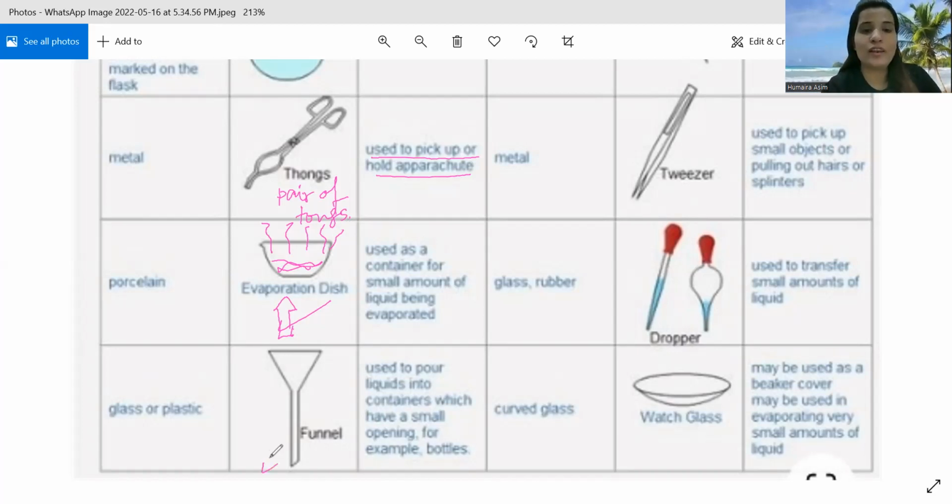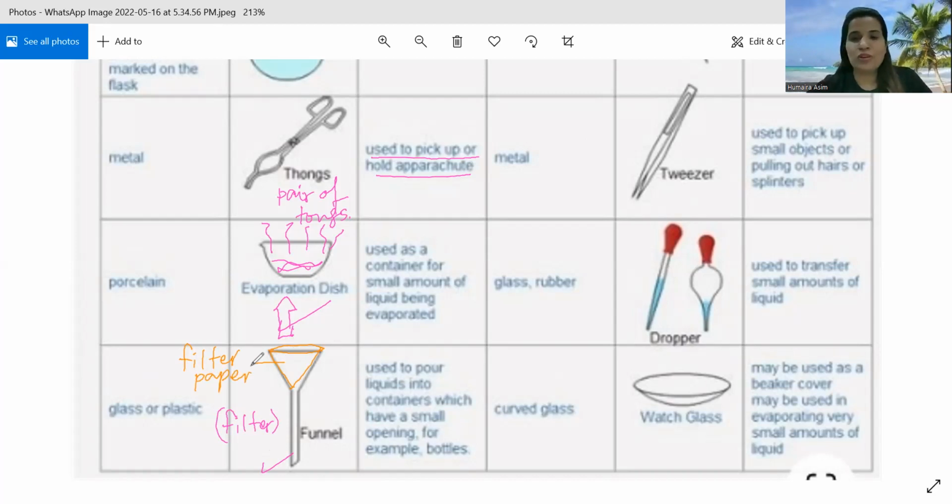Then we have a funnel. What is that? Yes, a funnel, or it would be ideal if we call it a filter funnel. It will be fitted with filter paper. Usually we use it for filtration. This is called filter paper.